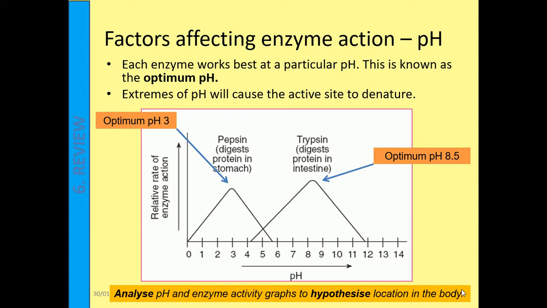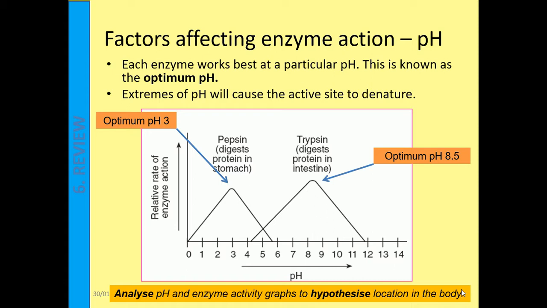Trypsin is in the small intestine, and we can see from this graph that it has an optimum of about 8.5. Okay, works better in slightly alkali conditions. So the protein goes into the stomach, pepsin breaks it down into peptides, and then trypsin breaks the peptides down into amino acids in the small intestine.